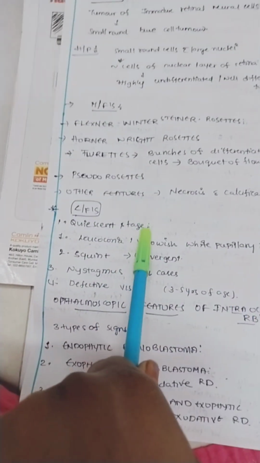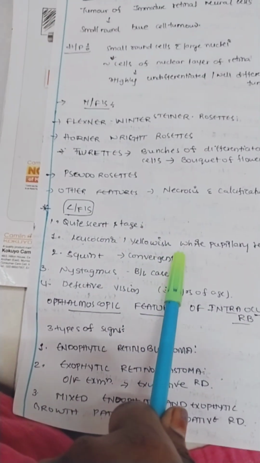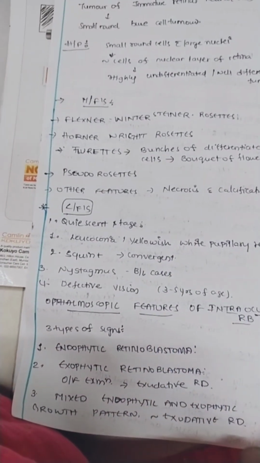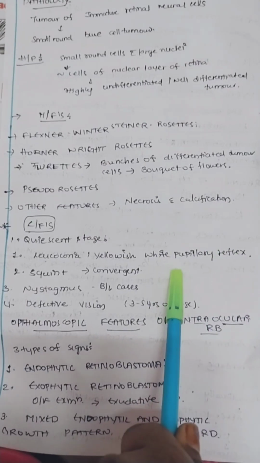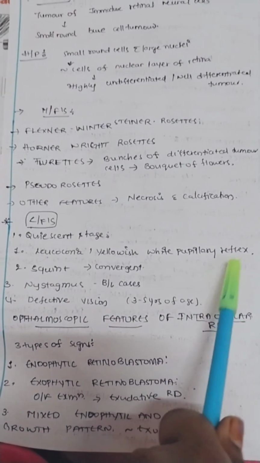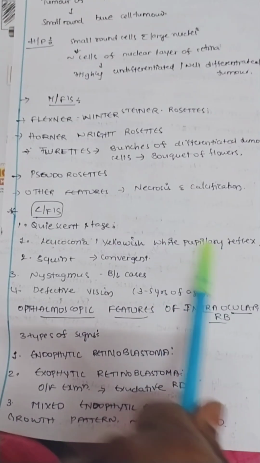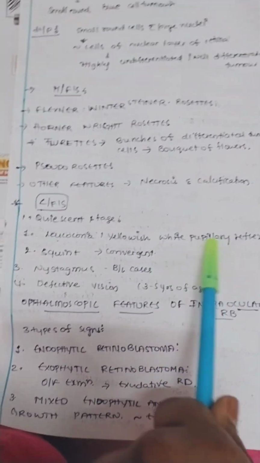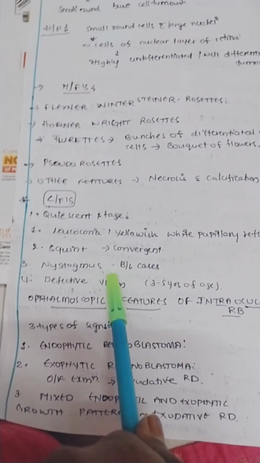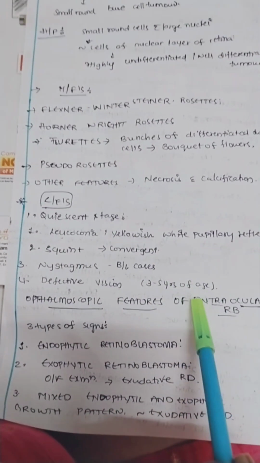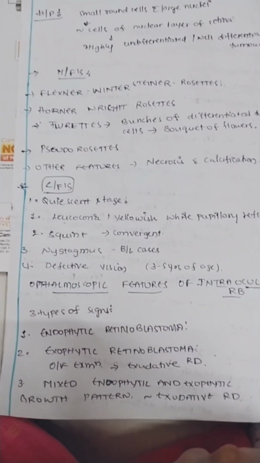Coming to clinical features, one is the quiescent, asymptomatic stage, and we may find leukocoria, a yellowish white pupillary reflex, and the eye appears like a cat's eye. Squint will be seen, convergent, meaning the eyes will be deviated medially. This is medial squint, and nystagmus is seen in bilateral cases. Defective vision will be seen at 3 to 5 years of age.